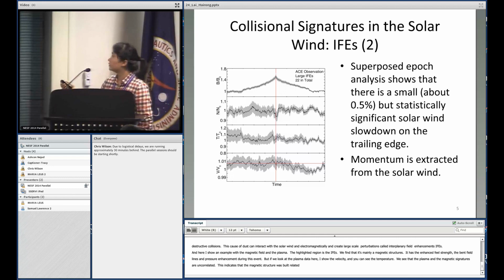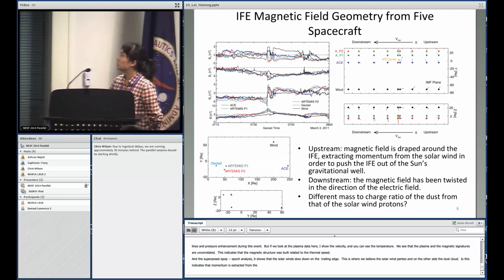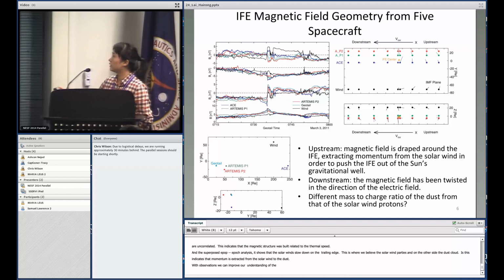And in the superposed epoch analysis, we find that during this event, if we normalize by the ambient value, the velocity has a small, about 0.5%, but statistically significant solar wind slowdown on the trailing edge. This is where we believe the solar wind part is, and on the other side is where the dust cloud is. And this indicates that momentum is transferred from the solar wind to the dust. With multiple spacecraft simultaneous observations, we can improve our understanding of the magnetic geometry of this event.